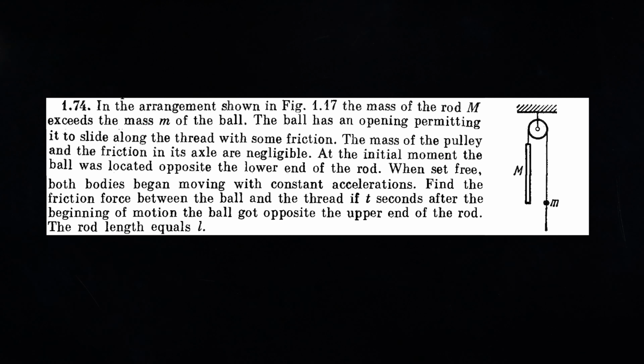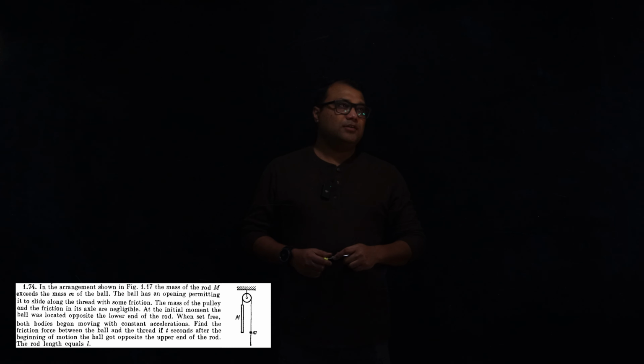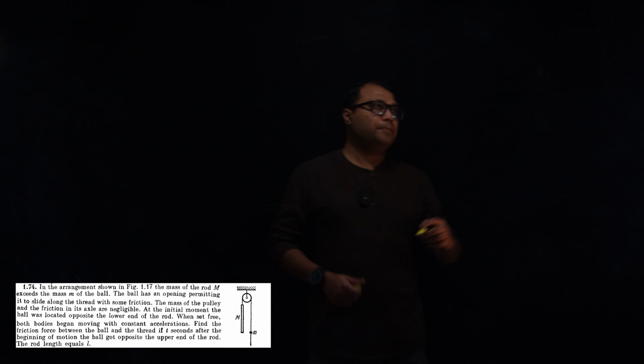At the initial moment, the ball was located opposite the lower end of the rod. When set free, both bodies began moving with constant accelerations. Find the friction force between the ball and the thread if t seconds after the beginning of motion, the ball got opposite the upper end of the rod. The rod length is equal to L. Let's draw the diagram.